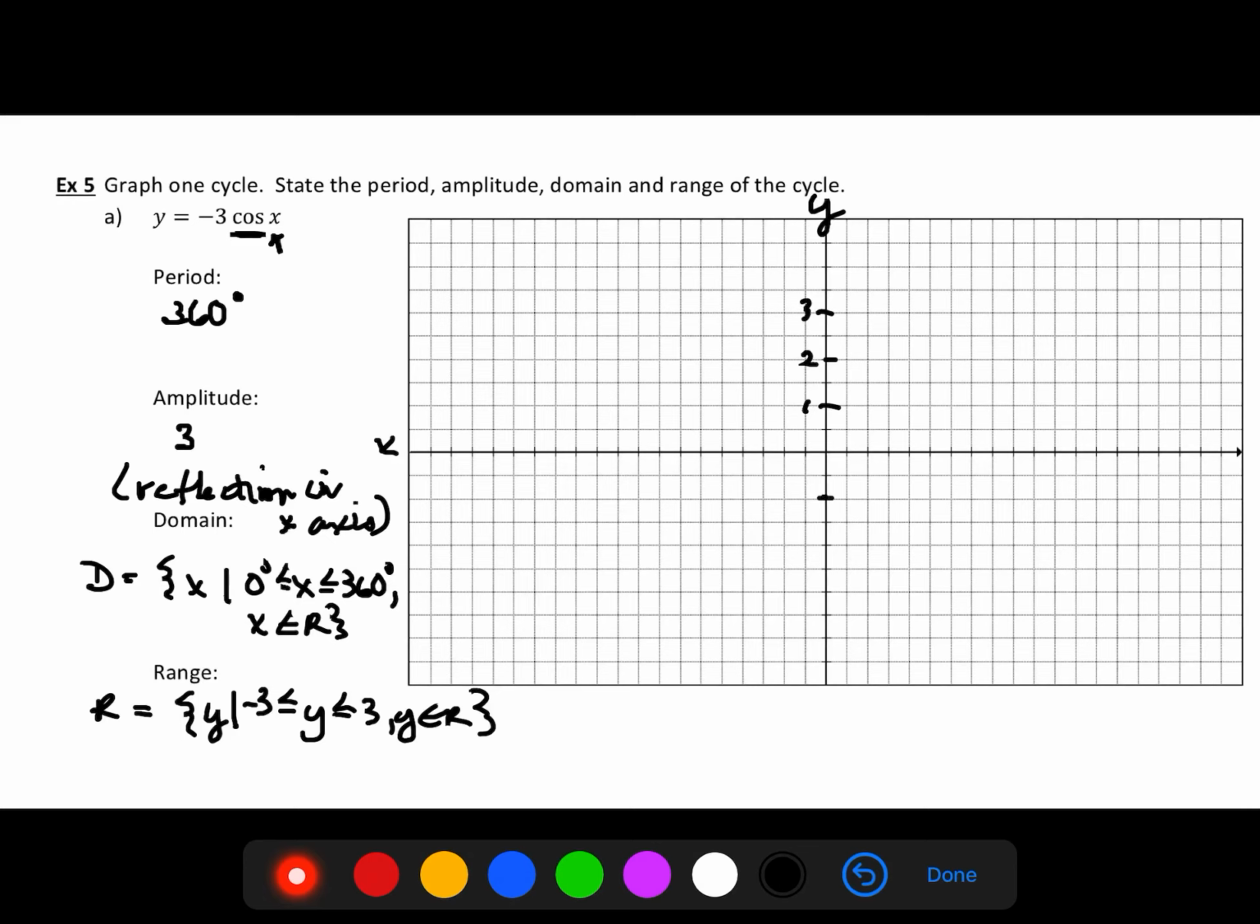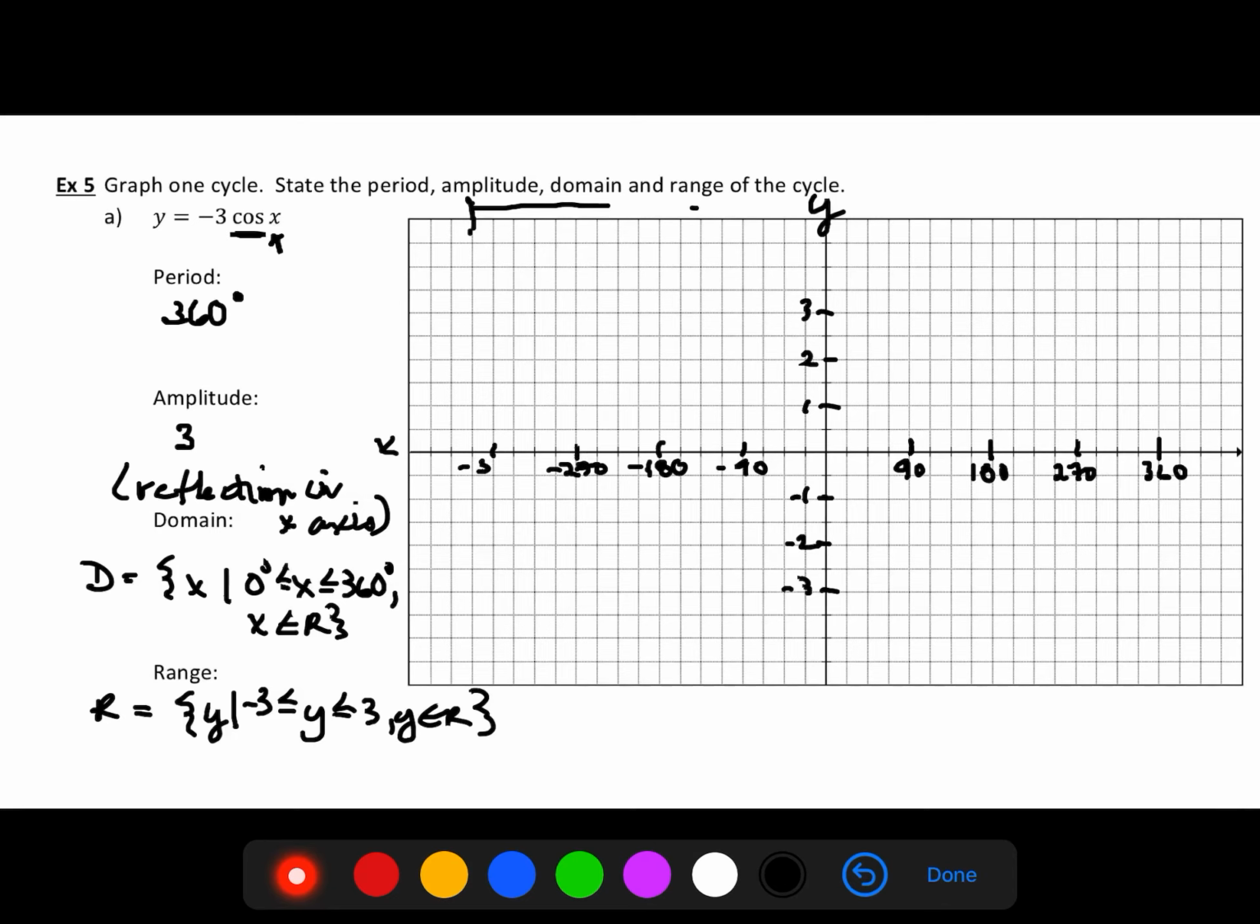So thinking about scaling our grid, we are going to need to go up to 3 and down to -3. And we only need to do one cycle, so we only really need to use the positive. So we could have moved our y-axis over here and drawn it somewhere over here to create our one cycle. Doesn't really matter. And we need to go to 360. So we're going to go 90 every 4 blocks. And those are still our key points.